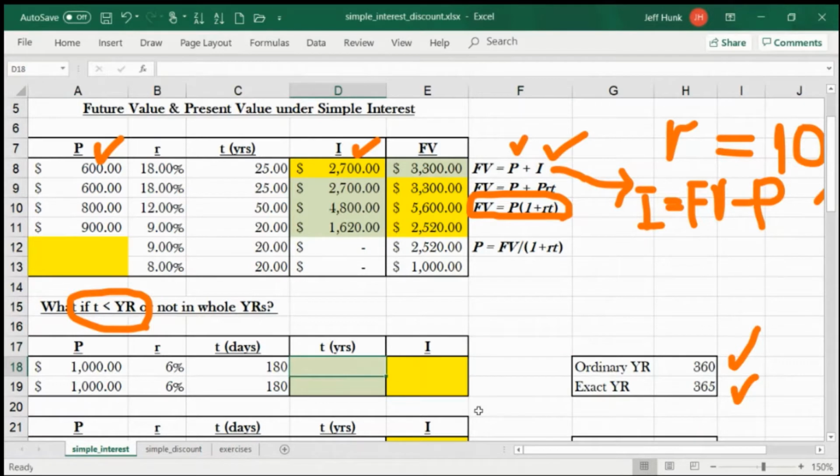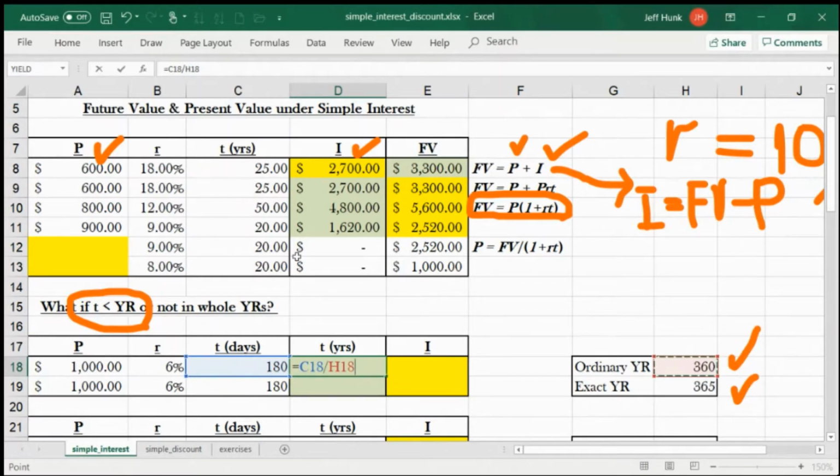So when the time is not in whole years, say 180 days or 13 weeks, or if the time is expressed in months or weeks or days under 1 year, all you need to do is convert those days into years. First, you divide that 180 days by the ordinary interest year, which is 360.